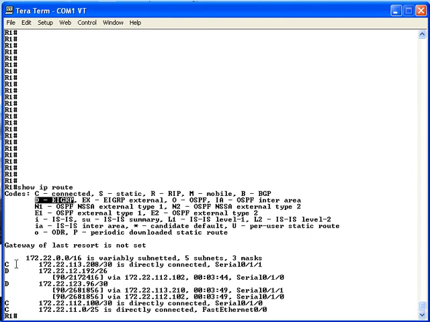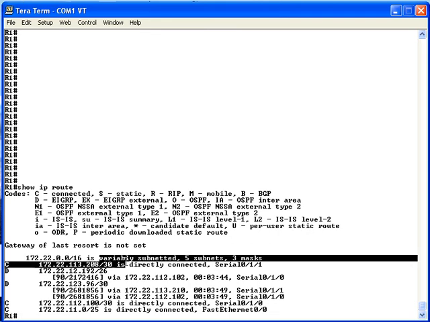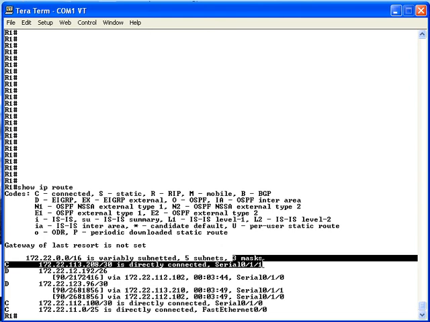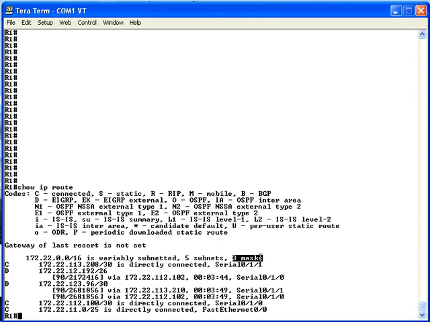Now, if you look at the top line of this output after the legend, it says network 172.22.0.0 with a /16 mask, in other words, the whole Class B network, is variably subnetted. Now that means we're using VLSM. For instance, if you look out toward the end of that same line, it says 3 different masks are known inside this one Class B network. So that's proof that we're using VLSM in this case. It also says that we know about 5 different subnets of this Class B network.